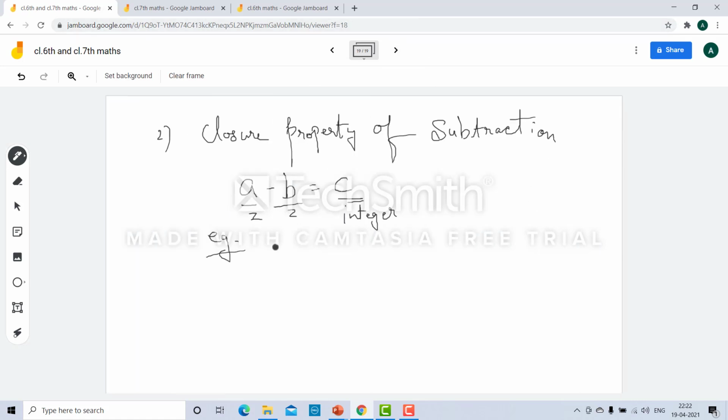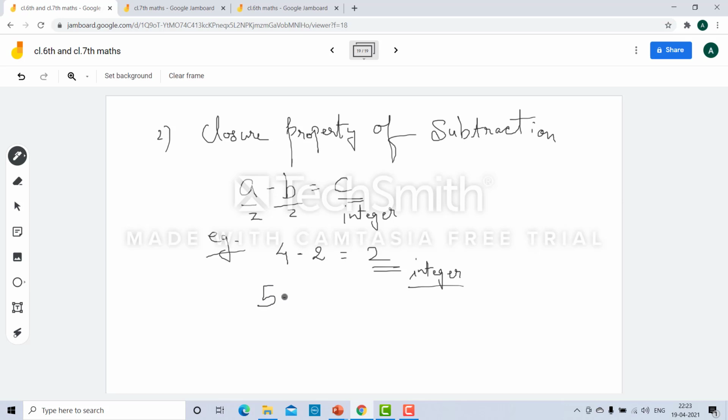Now let us take an example. Suppose we have taken 4 minus 2. So, children, 4 is a positive integer, 2 is a positive integer. So, 4 minus 2 will give us 2. So, this is also an integer. This is the subtraction operation of positive integers.